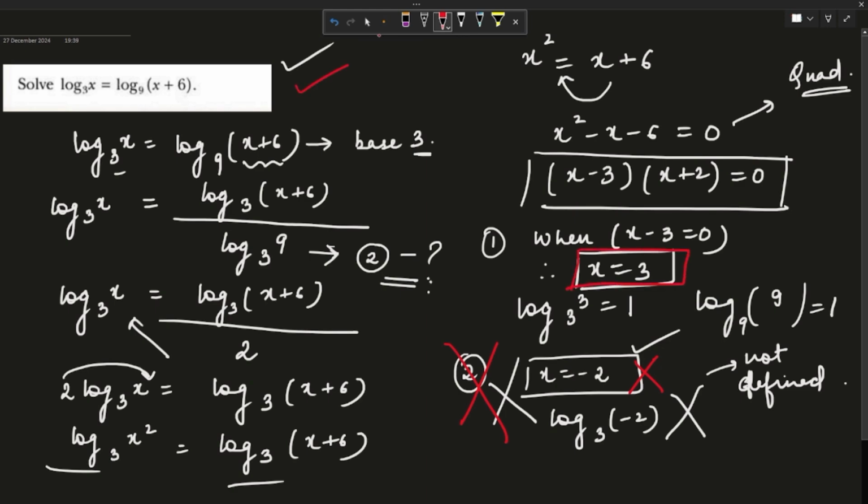So what is the solution for this? The value of x is equal to 3. So we have just solved for the value of x. There was one equation whose bases on both sides were not the same. So first we changed the logs to the same base, and then we solved it for the value of x.